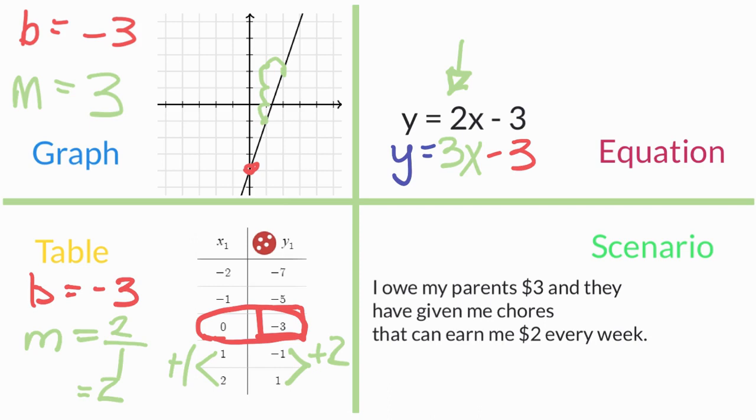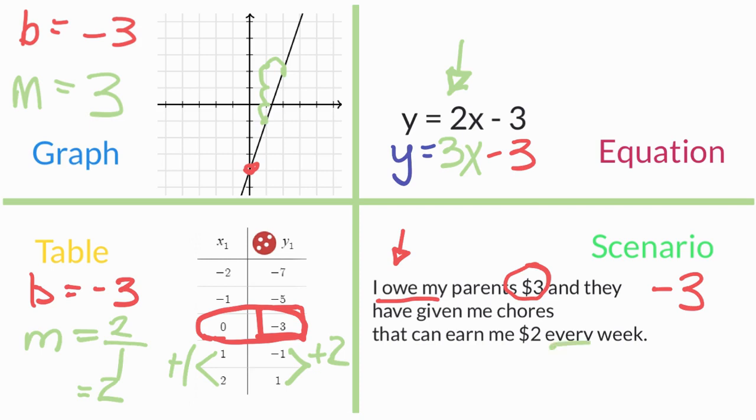I owe my parents $3 and they have given me chores that can earn me $2 every week. So I always like to start with my y-intercept. In this case, the scenario, sometimes it's easier to think of it as the initial value. So what is my initial value? Well, it says that I owe my parents $3. So my initial value here is this. But is it positive 3? No, because if I owe someone money, then I have negative dollars available to me. I don't have $3 available. I owe it, so I have negative dollars.